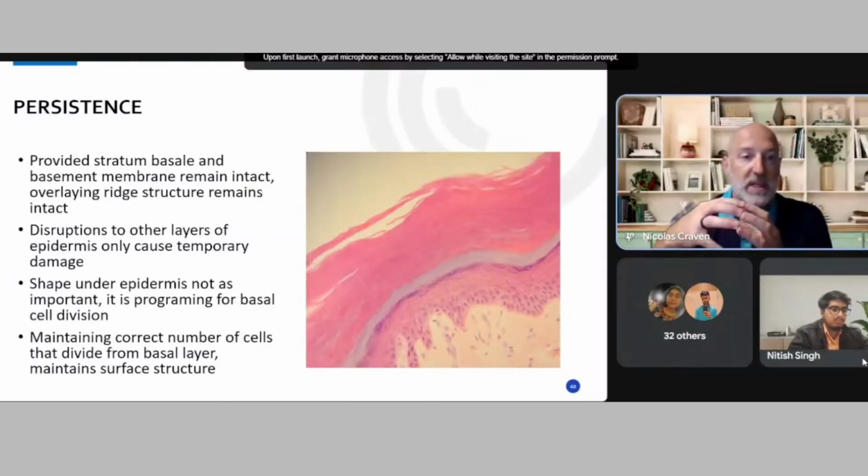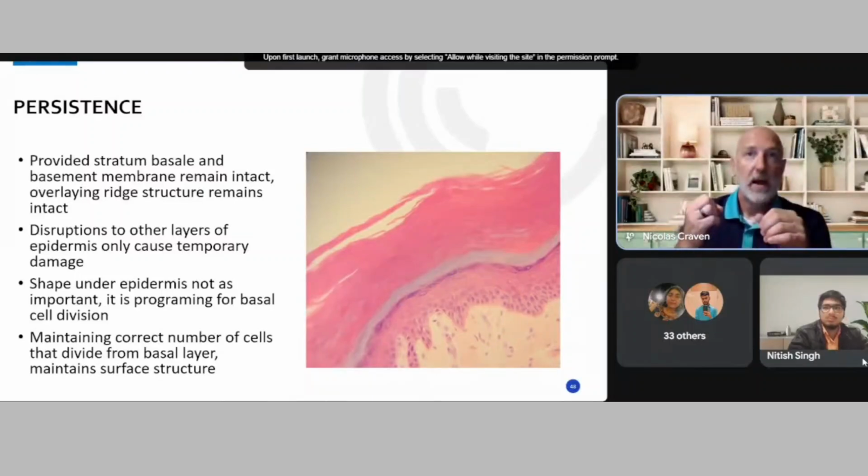The shape of the epidermis is important; the shape under the epidermis isn't as important. It's programmed cellular division, and so the structure, as far as the ridges and the furrows, remains the same. It just depends on how frequent the underlying basal layer, the skin cells underlying the ridge, is programmed to produce skin cells faster than under furrows.